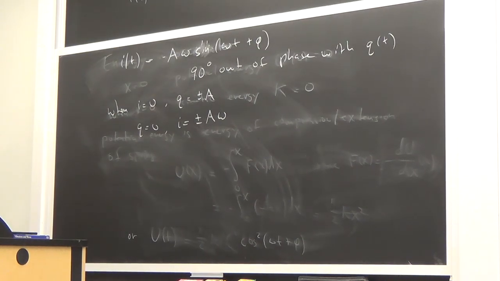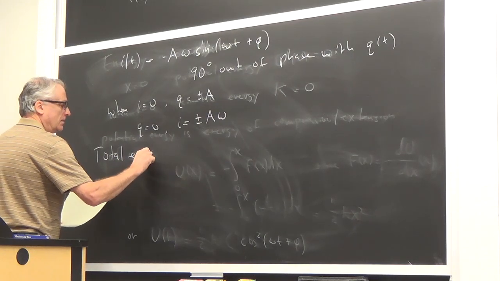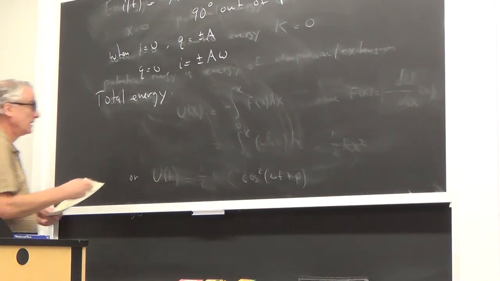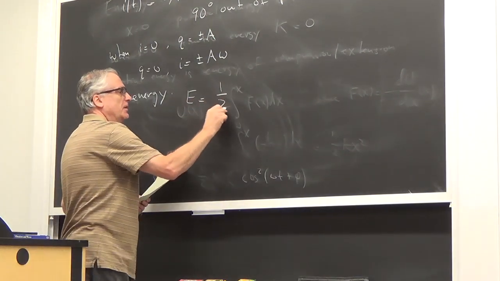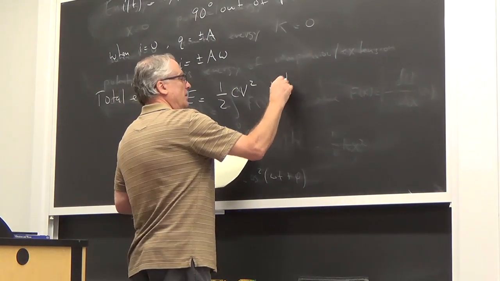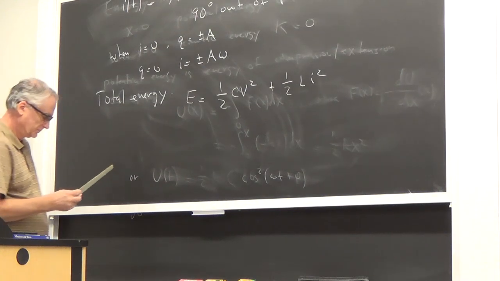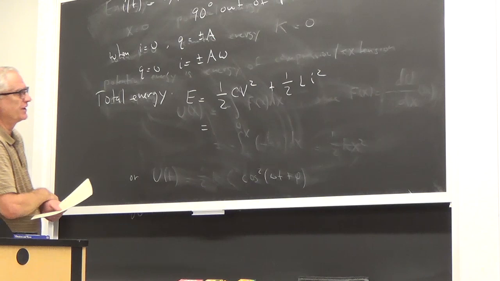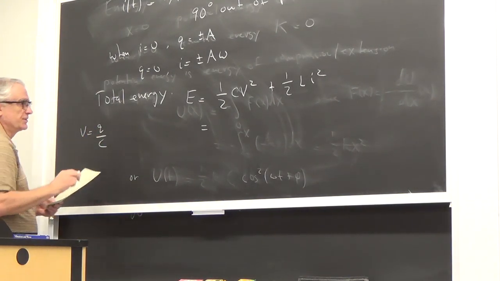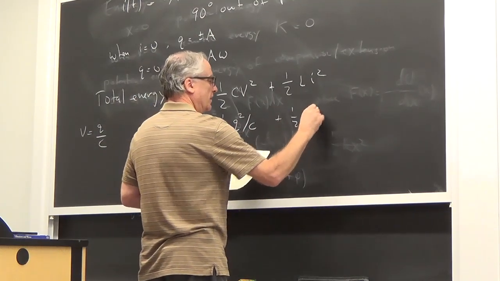Phi is an extreme. What about the energy? The total energy. Well, we know what the energy is on a capacitor. It's 1/2 CV squared. And we know what the energy in an inductor is. 1/2 L I squared. So that's V and I. If I express V in terms of Q, so V is Q over C, let me rewrite it that way. That's 1/2 Q squared over C plus 1/2 L I squared.